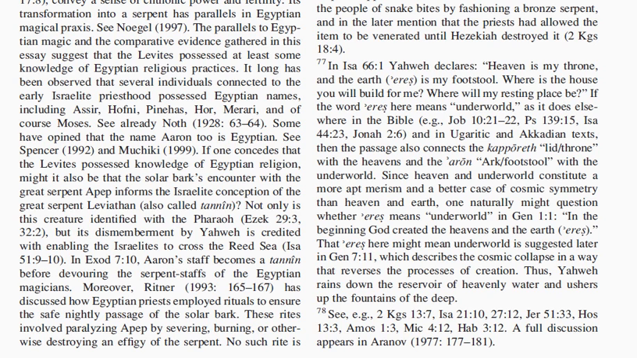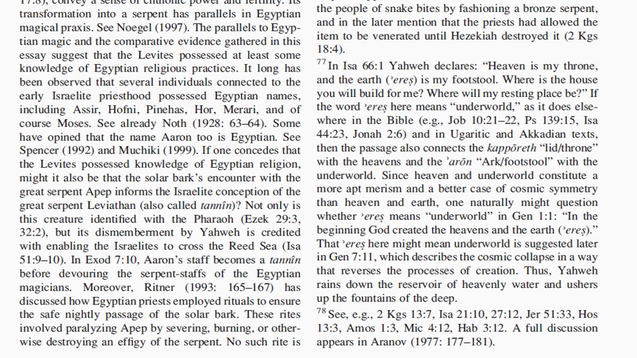If one concedes that the Levites possessed knowledge of Egyptian religion, might it also be that the solar bark's encounter with the great serpent Apep informs the Israelite conception of the great serpent Leviathan, also called Tanin? Not only is this creature identified with the Pharaoh, Ezekiel 29:3 and 32:2, but its dismemberment by Yahweh is credited with enabling the Israelites to cross the Red Sea, Isaiah 51:9 and 10. In Exodus 7:10, Aaron's staff becomes a tanin before devouring the serpent staffs of the Egyptian magicians.